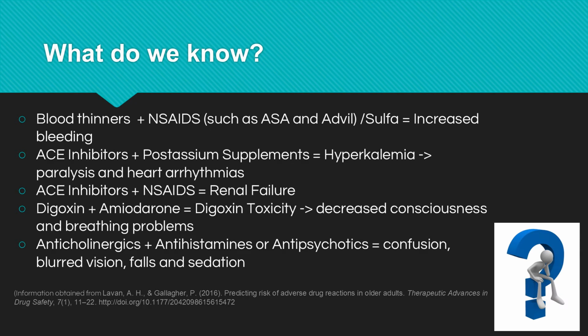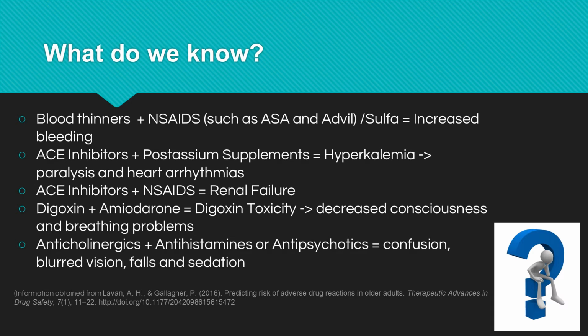Blood thinners such as warfarin, combined with nonsteroidal anti-inflammatories, also known as NSAIDs, or combined with sulfa drugs, which is a class of antibiotics, can result in increased bleeding. ACE inhibitors, a common blood pressure medication, combined with potassium supplements, can result in elevated potassium levels, also known as hyperkalemia. Hyperkalemia can lead to paralysis and heart arrhythmias. ACE inhibitors combined with NSAIDs can lead to renal failure.